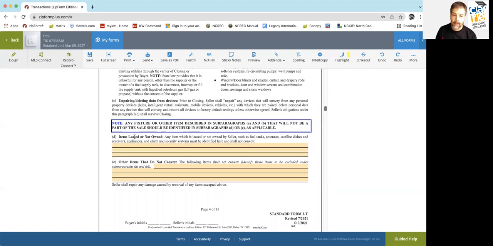Now, you do have some items that might be leased or not owned. For example, and it does give you a few, fuel tanks being one of them.